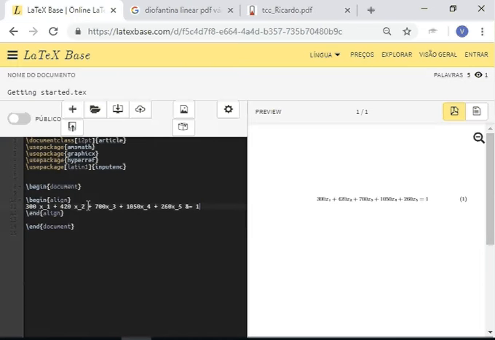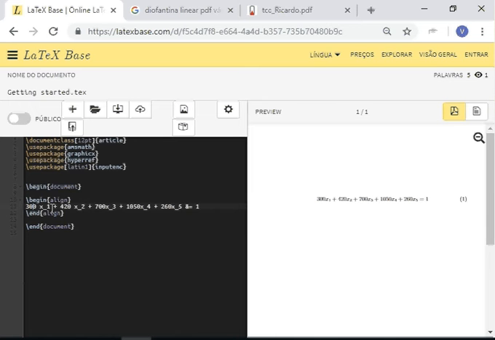I will use latexbase.com. First, you see what's impossible. It's impossible because 10 does not divide 1. The greatest common divisor of the coefficients is not a divisor of 1.